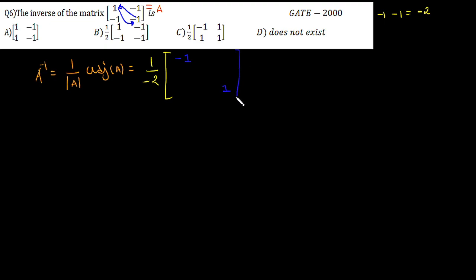Now to find the remaining two entries, we just have to flip the sign of these two elements. We do not change the place, just flip the sign. Here it is minus 1, so we write plus 1. Now here in the same way we write plus 1 again, because in the matrix we have minus 1. So this is the direct shortcut method to determine the adjoint of any 2 cross 2.